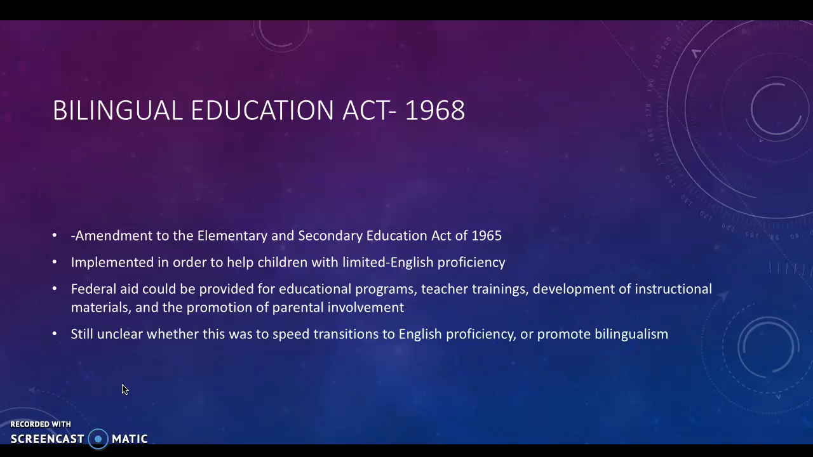Through this, federal aid could be provided for educational programs, teacher training, development of instructional materials, and the promotion of parental involvement. The issue with this amendment was whether its goal was to speed transitions to English proficiency or promote bilingualism. Currently, this law has been revised over the years, changing names and wording of the context throughout this time.